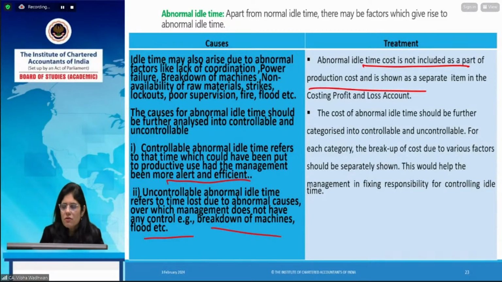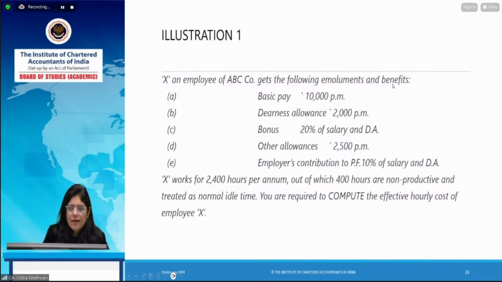All right. So we basically separate controllable and uncontrollable. Uncontrollable is unavoidable, but at least you can control the controllable abnormal time, which is avoidable. That way we can increase the efficiency and volume of production, which I was mentioning. So this is what we mean by normal time and abnormal idle time. All right. So we have this illustration. Any other doubt? Just take a note of this illustration, students.